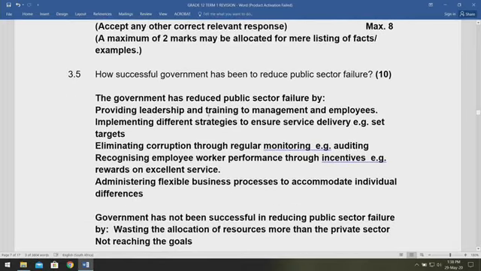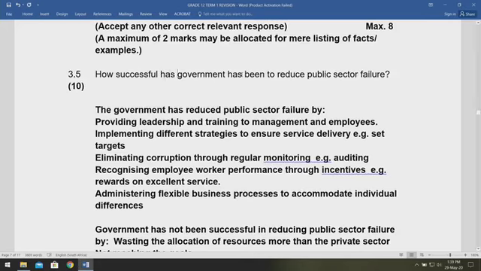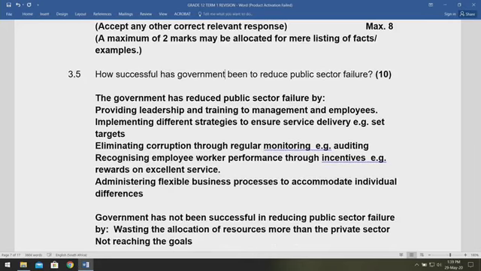3.5. How successful, there's a word missing here, has government been to reduce public sector failure? Just change it: how successful has government been to reduce public sector failure? Please note, this is a 10 marker. 10 markers are your open-ended questions that you find within your essays in section C. Once again, look at how this question is structured. How successful has government been?